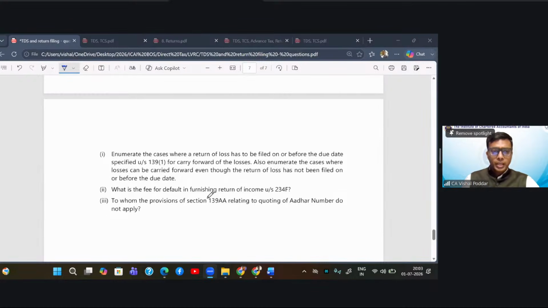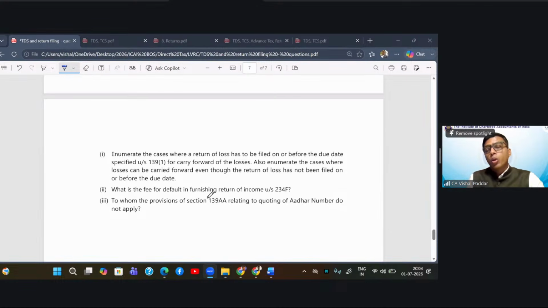Now importantly, what are the losses for the carry forward of which return has to be filed in time? One is loss under the head capital gains. The other is loss from the activity of maintaining race horses. Then your business losses, regular business losses, speculation business loss, and loss from 35AD business. Now, what is very important, which you should note, which may come as a practical question, not as a theory question like this, is that for two types of losses, even if return is not filed in due date, that is within time, you can still carry forward the loss. That you should keep in mind.